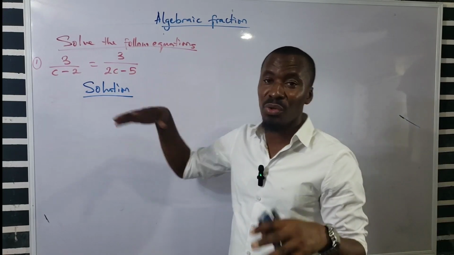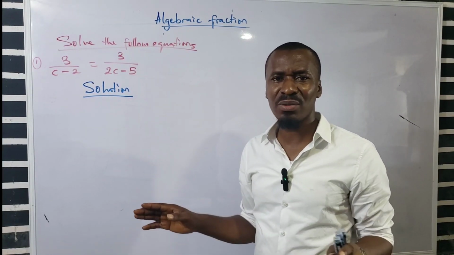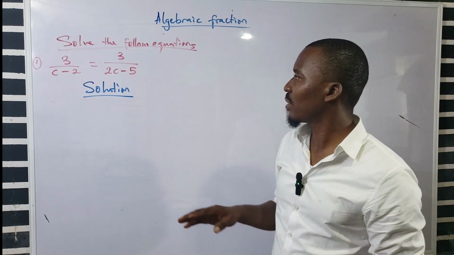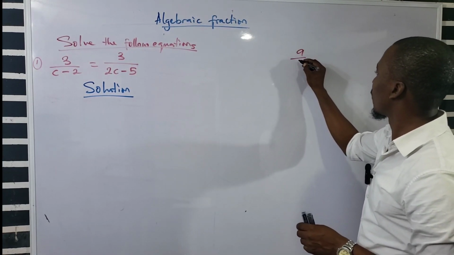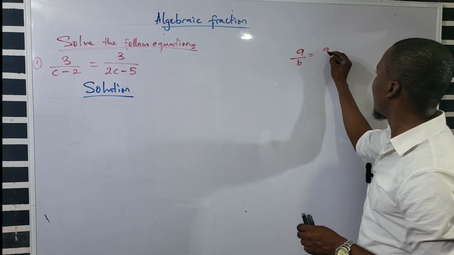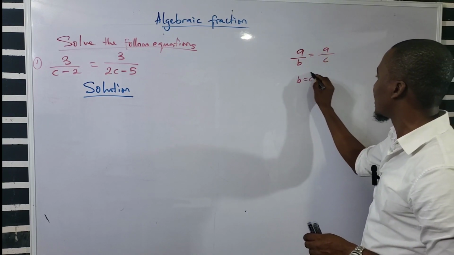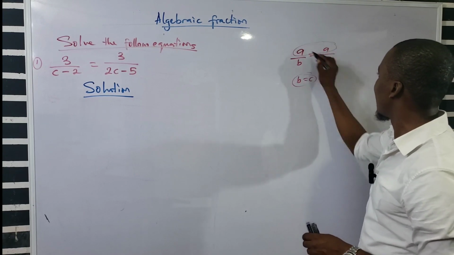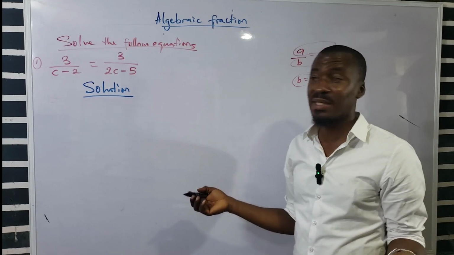Yes, I know that most of you watching now want to cross and multiply. That's a very good idea, that's a very good way of solving. But whenever you have a fraction where the numerators are the same, it simply means that the denominators are the same. If the numerators are the same, the denominators are the same. That's what we apply there. So it's as simple as ABC.